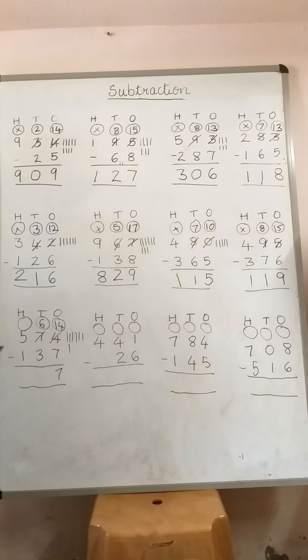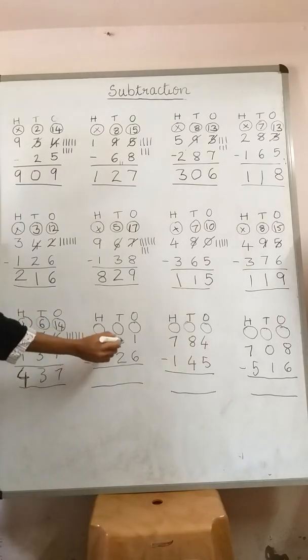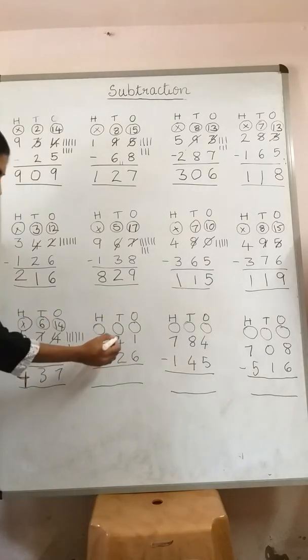Moving to the tens place. 6 minus 3 is 3. 5 minus 1 is 4. So the answer you get is 437.